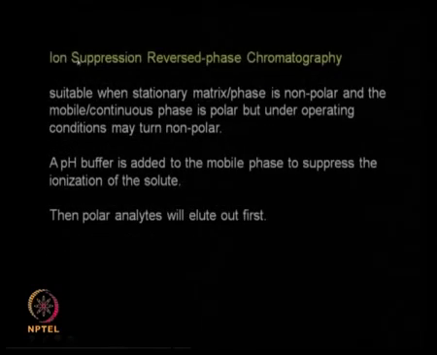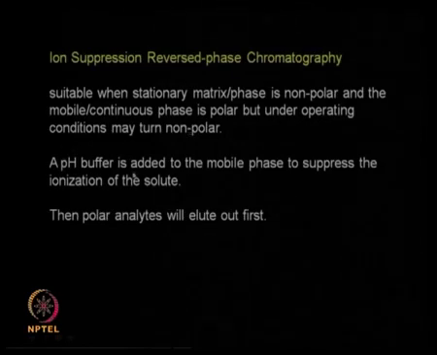Then there is another type of chromatography which is called ion suppression reverse phase chromatography. So the name implies that we are trying to suppress the ionization of a particular protein. Once you suppress, then you use the reverse phase system to purify. So this is very suitable when the stationary matrix or phase is non-polar and the mobile or continuous phase is polar, but under operating conditions may turn non-polar.